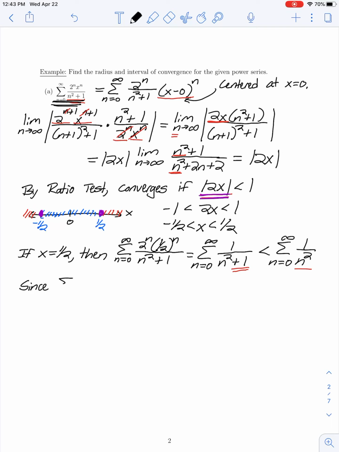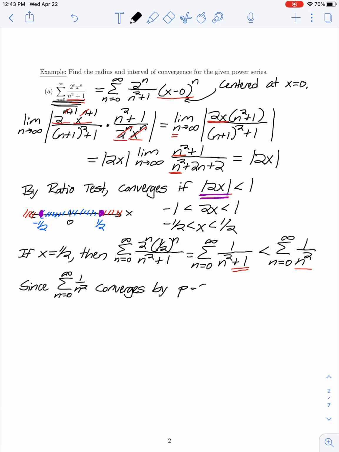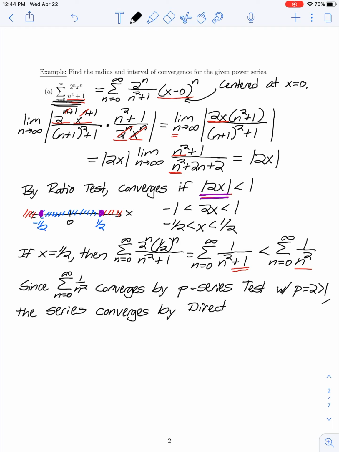Since the sum of 1 over n squared converges by the p-series test, with a value of p equal to 2, which is greater than 1, the series converges by the direct comparison test.